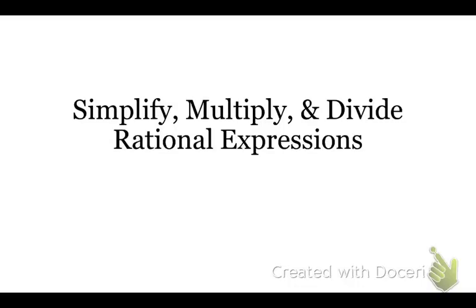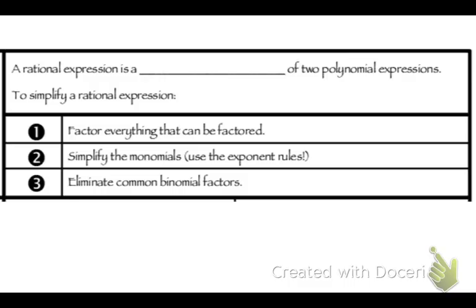Alrighty, so simplify, multiply, and divide rational expressions. A rational expression is a ratio of two polynomial expressions. And those are the steps to simplify it. Another word for ratio is essentially just a fraction. So it's a ratio, or a fraction, of two polynomial expressions. Okay?